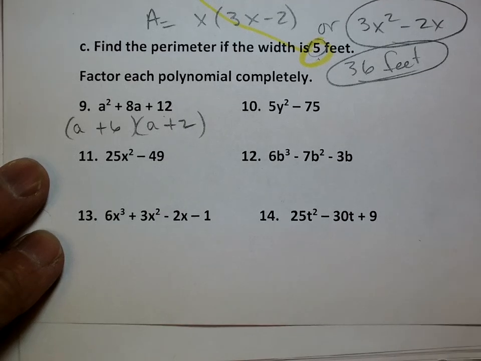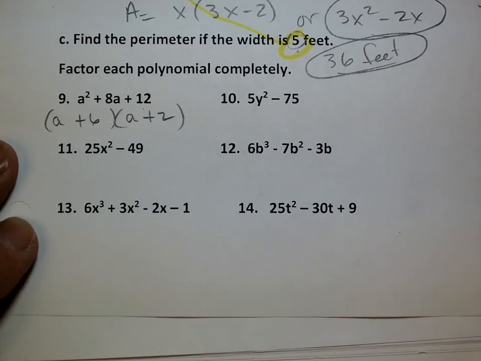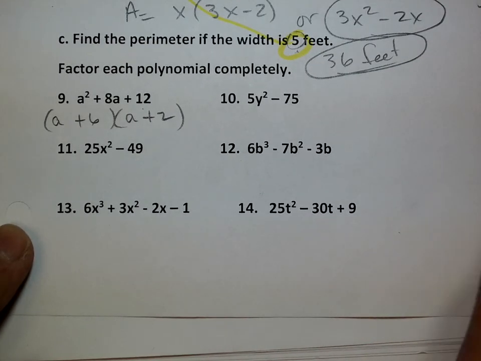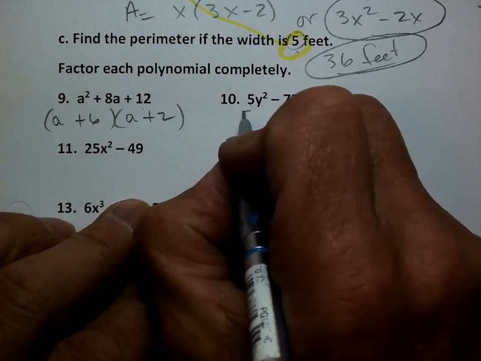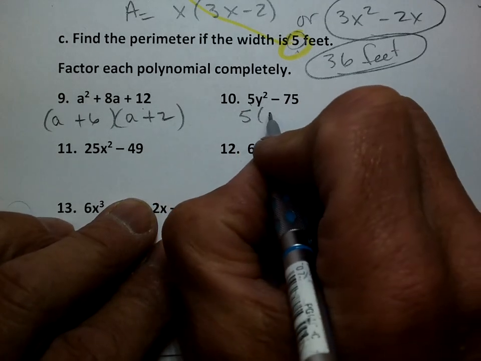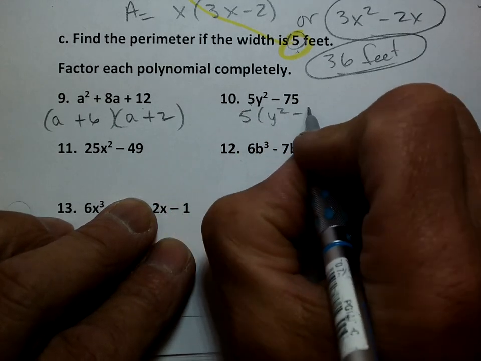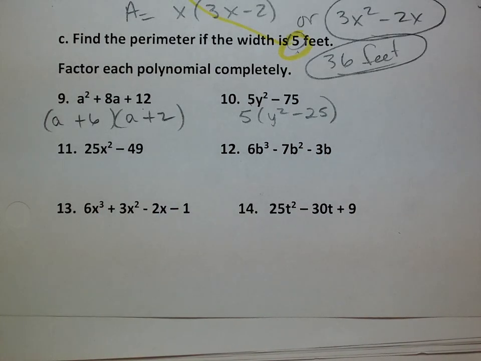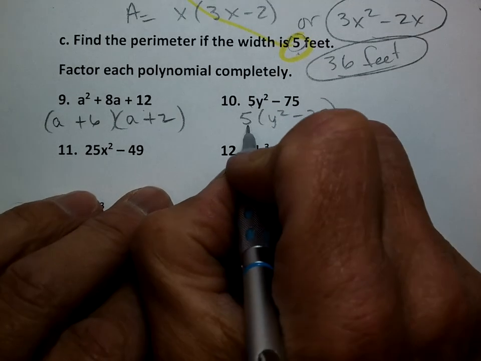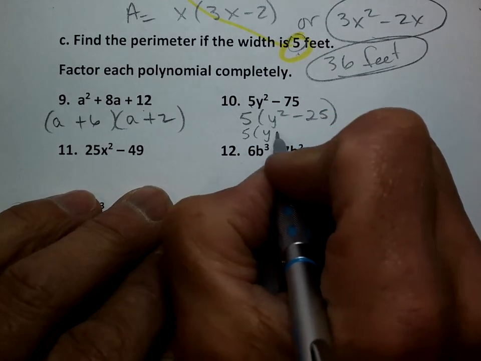Okay. Number 10. Let's take out a 5. They both can be divided by 5, so let's take out a 5. Then we'll have y squared minus 25, right? But that can be done again. You can rewrite this as y plus 5, y minus 5.